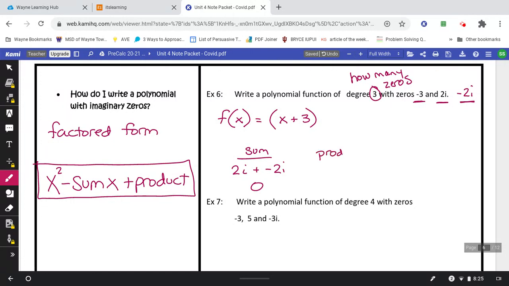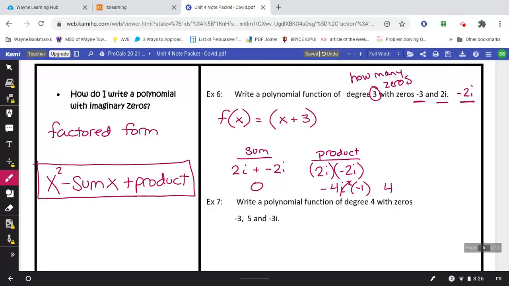Now I got to work on the product. The product is when I multiply these two together. So I'm going to go ahead and put them in parentheses. We practice multiplying on the front side. Negative 4i squared. Remember, i squared turns to negative 1. Then I have negative 4 times negative 1 is positive 4. So the 0 is going to go in for the sum, and the 4 will go in for the product.